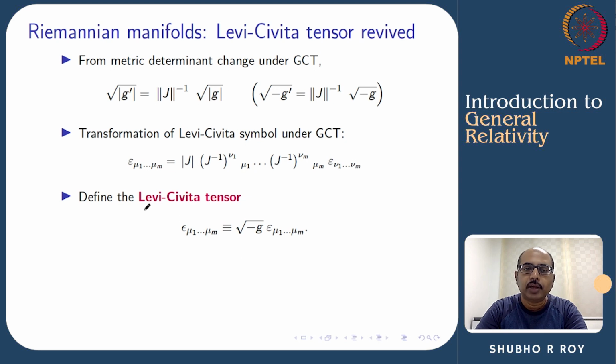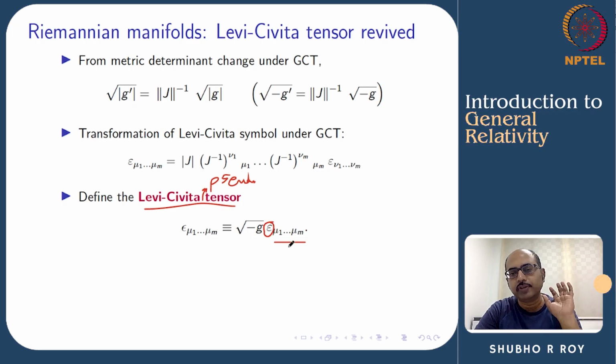So define a Levi-Civita tensor. Actually, this is a pseudo tensor. I'll come to that point momentarily. What do I mean by that? The Levi-Civita pseudo tensor is defined to be square root of minus g times the Levi-Civita symbol. So notice there are two different epsilons I'm using. One is the curly epsilon, which I have reserved for the Levi-Civita symbol, and there's the usual epsilon, which is the Levi-Civita pseudo tensor.